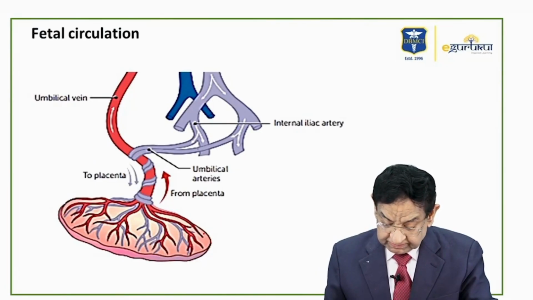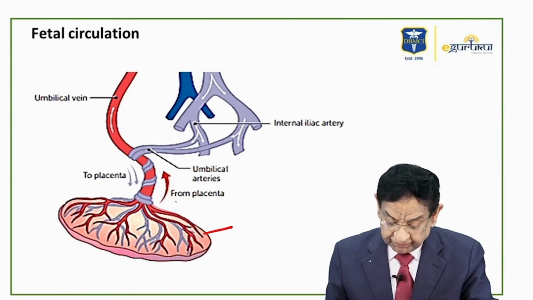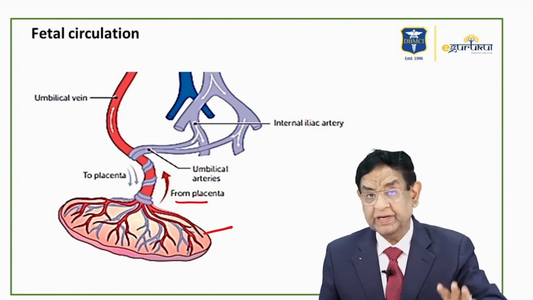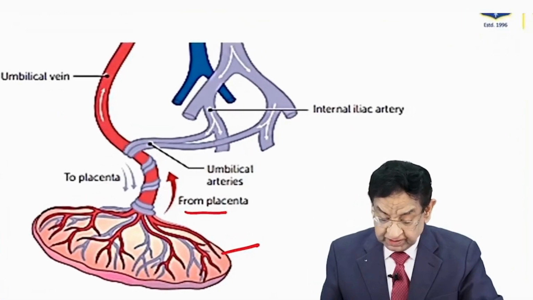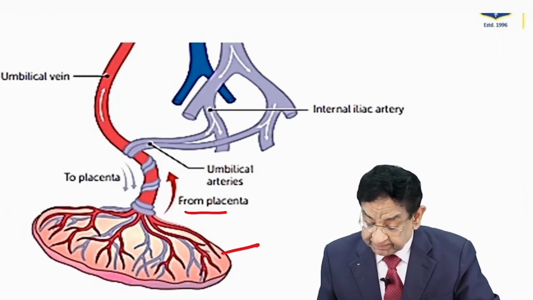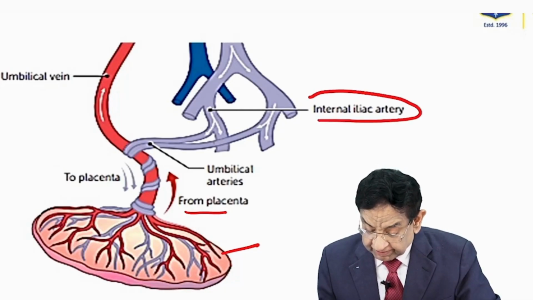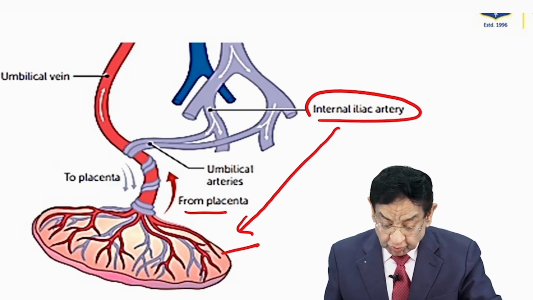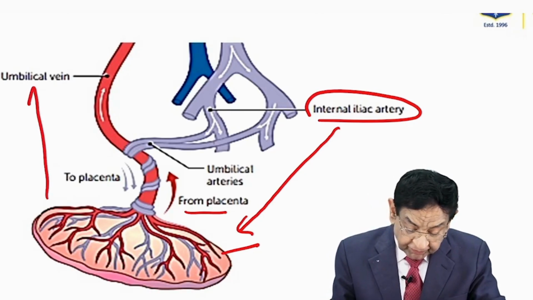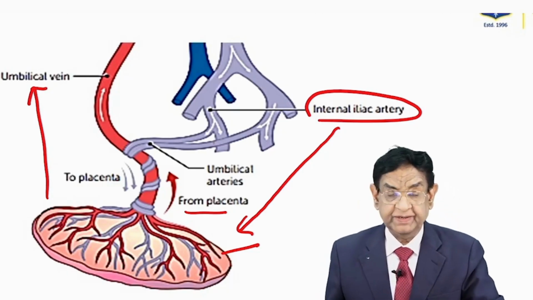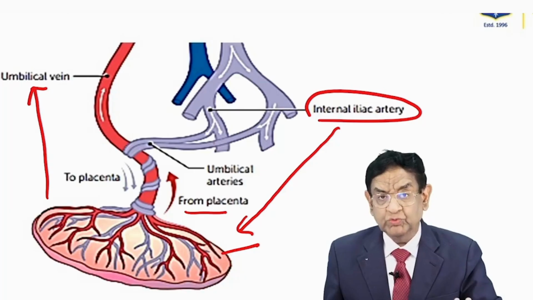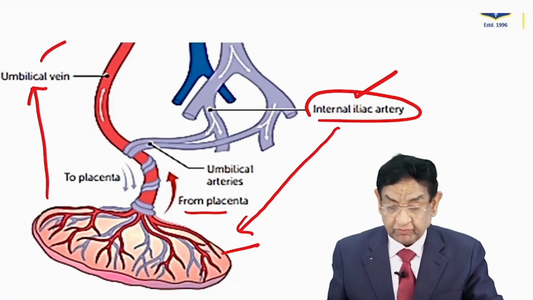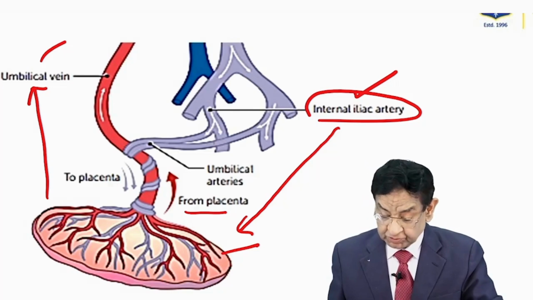This is the placenta, and blood is coming toward the placenta and going away from the placenta. Well, the blood is coming from the internal iliac artery, which is bringing the blood toward the placenta, and the blood is going away from the placenta via the umbilical vein. That means you have to remember only two words: internal iliac artery and the umbilical vein. Okay, the two words.